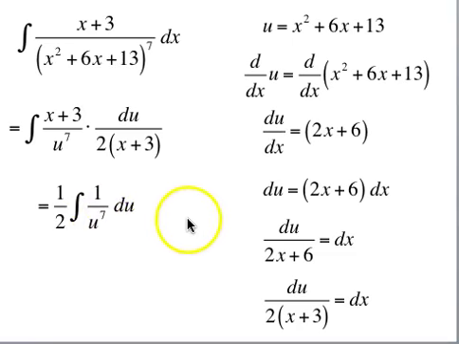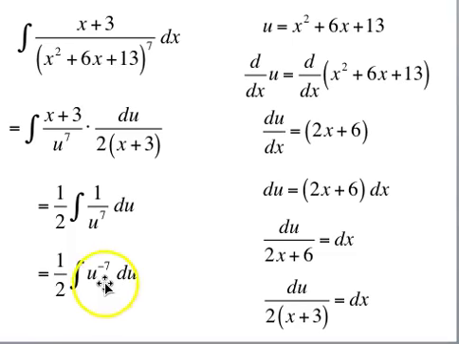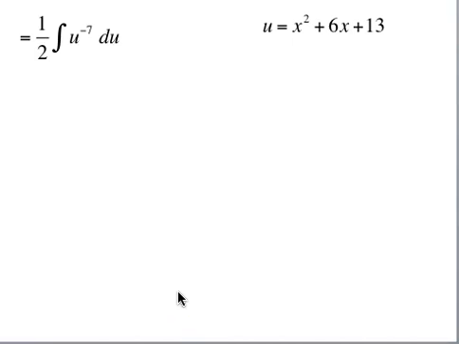1 over u to the 7th is u to the negative 7. And then we can think of our power rule. Right? The integral of x to the n is x to the n plus 1 over n plus 1. If we kick up negative 7 by 1, that'll be u to the negative 7 plus 1, u to the negative 6 over negative 6. So this is what we have, and there's our u.